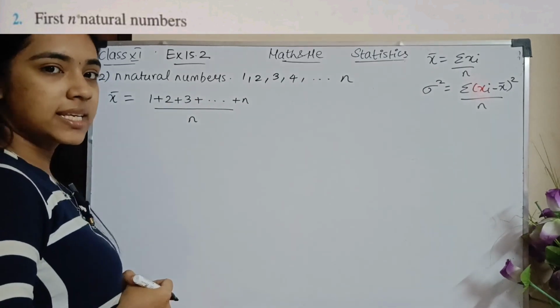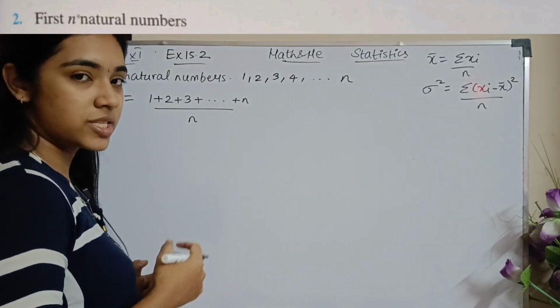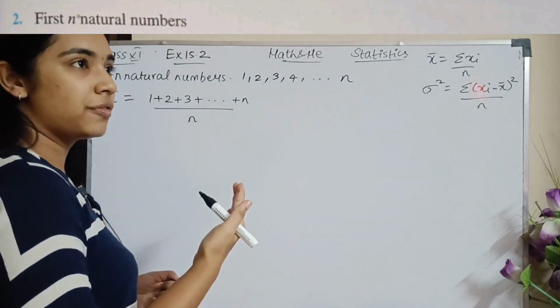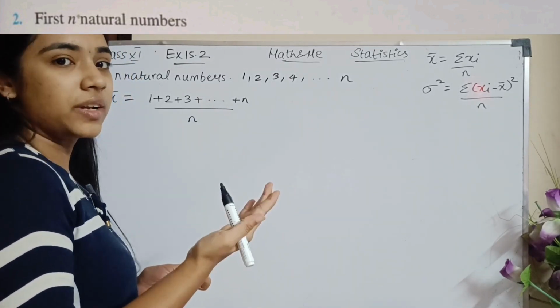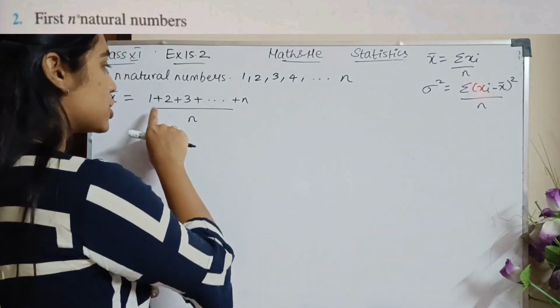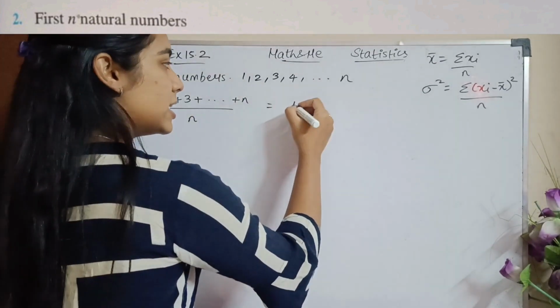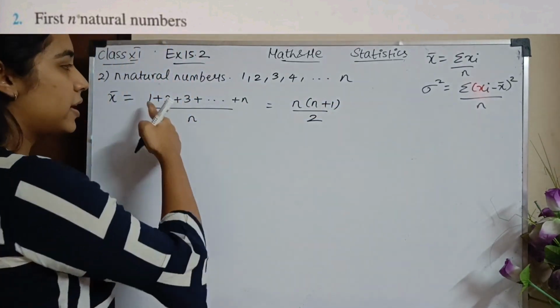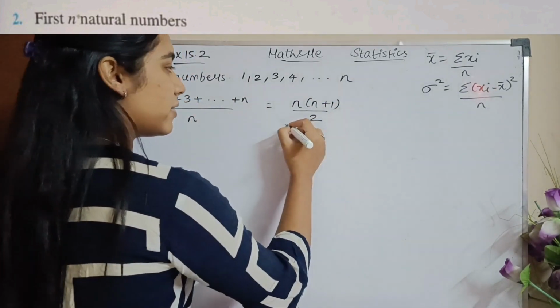What did we learn in sequences and series? Please watch my videos on sequences and series. You will understand how to find the sum of n terms, sum of squares of numbers, sum of cubes of numbers and all that. Okay, so we'll use that in this question. So, first, the sum of n terms is n into n plus 1 divided by 2. This is the sum of n numbers, correct? The whole divided by n.